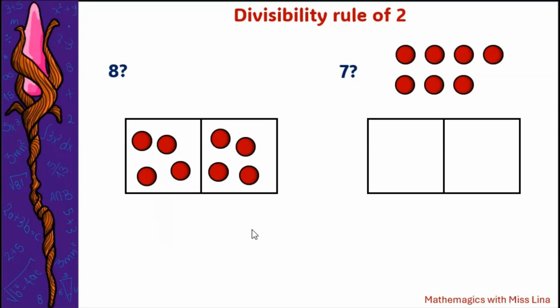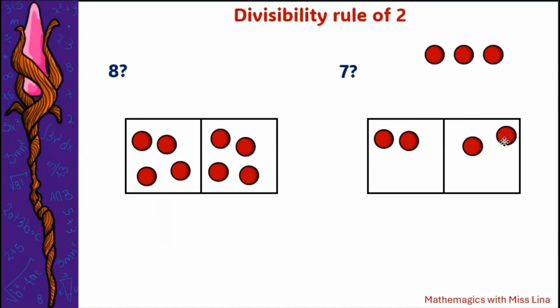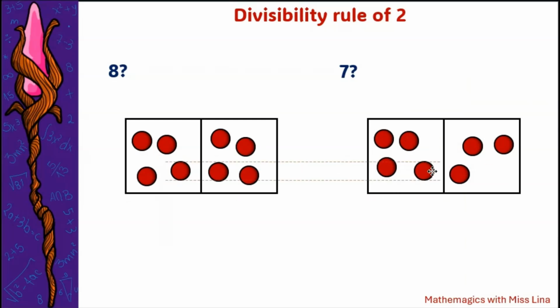And what happens if we divide the 7 into parts? Let's check. We divide it in two groups. Divide it in two groups. But if I put this one here, this group is going to be bigger than this one. So it's not possible. We are going to have one left over or a remainder.